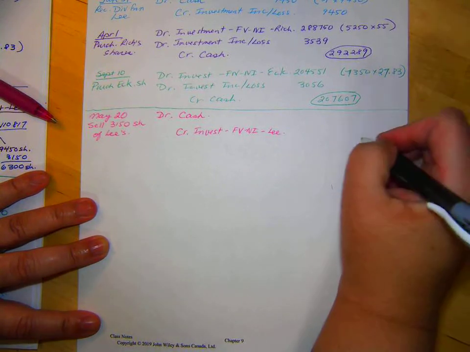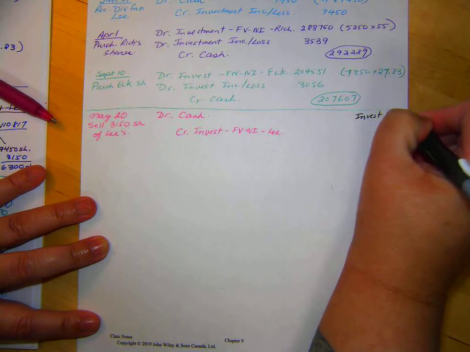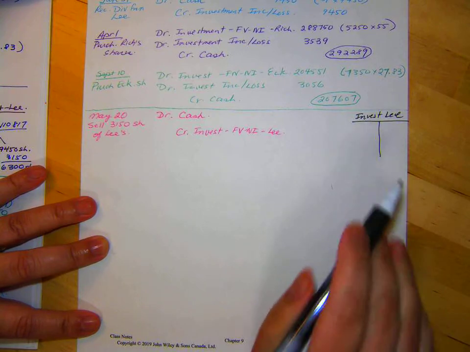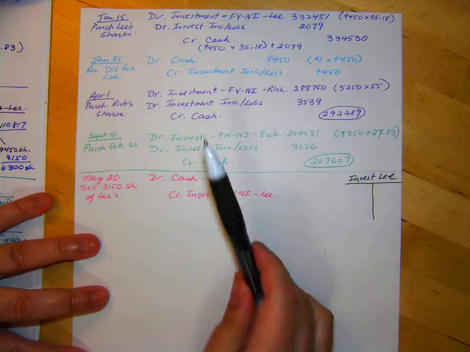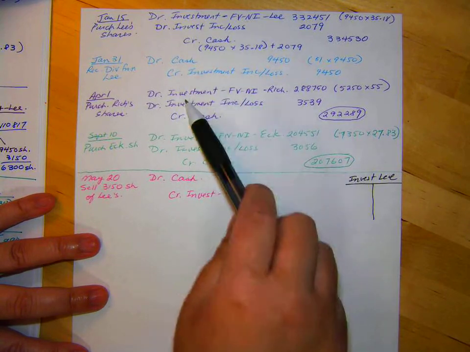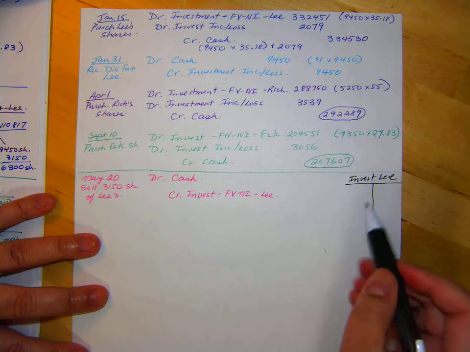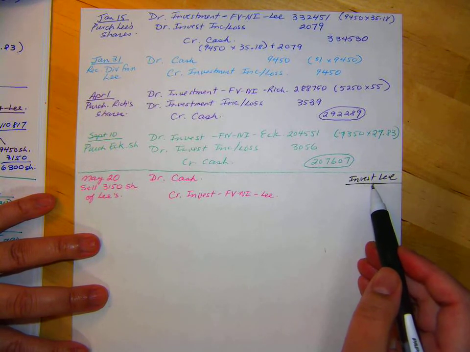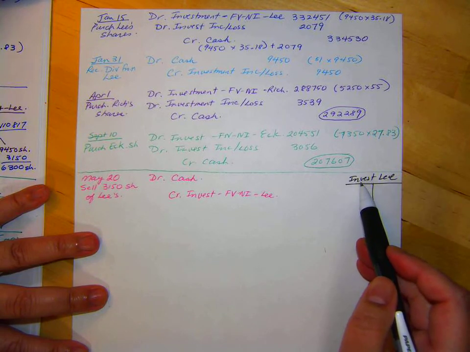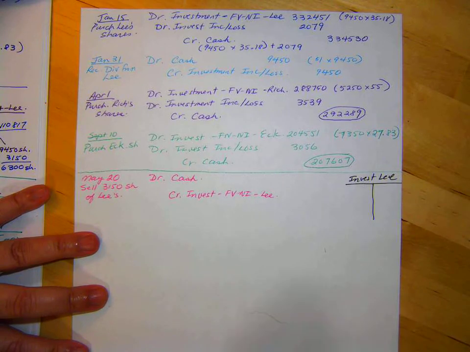Okay, let's just first do a little T account for investment of Lee, just to see what they've got in there. Now, just so you know, if you bought all these three investments on one day, you could combine them into one entry. Because you'll actually have a main ledger account for all your investments in fair value net income, and then you'll have subsidiary accounts for Lee and Ekstrom and Richard.